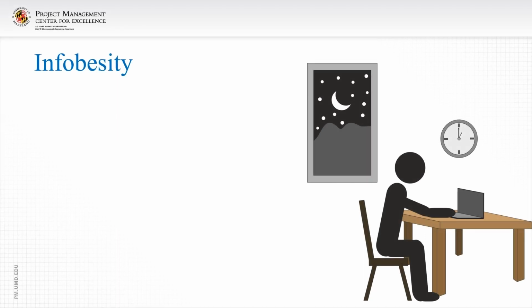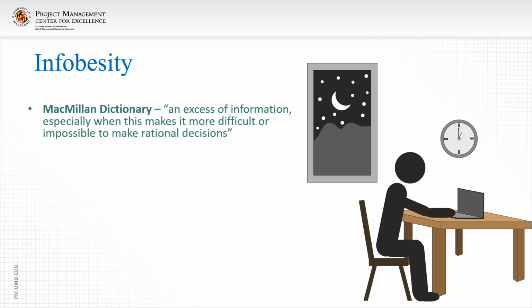Now, with some program or project management communication networks, I'm not getting enough information. They're not communicating enough to me so I can make a good decision. You may have also been on the other side where you're getting infobesity. You're getting too much information to make a good decision. Macmillan Dictionary defines infobesity as an excess of information, especially when this makes it more difficult or impossible to make rational decisions. Think back to our STAR model of feedback.